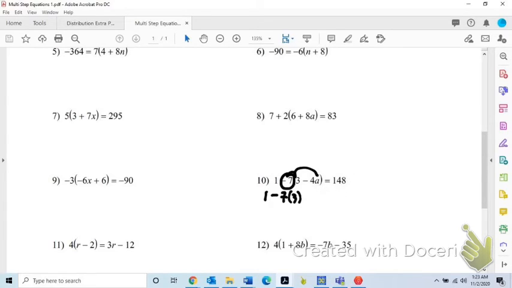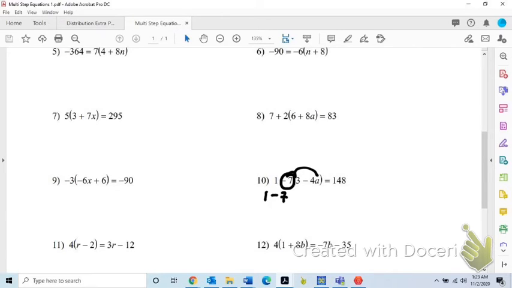Number 10. Again, we have that 1 out front, so we need to distribute. Again, go ahead, hit pause, let them work through, and then we'll do this. So we take that negative 7 and distribute. Now, it's really important that when we're distributing a negative 7, we distribute the entirety of the term. So we're not just distributing the 7, we're distributing a negative 7.